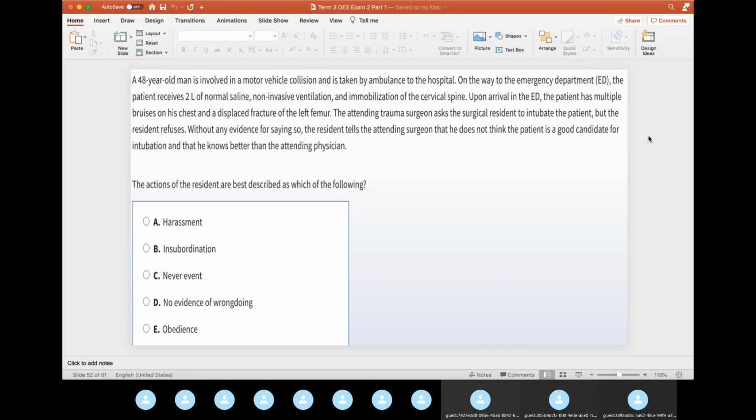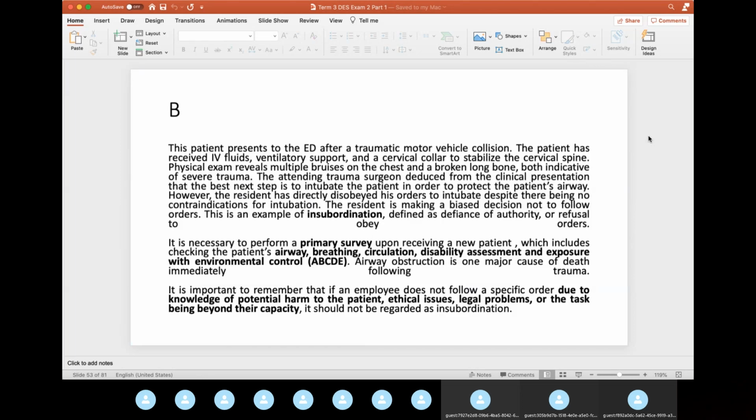Insubordination. Easy. What is this? B. Insubordination, of course. So the resident is making a biased decision not to follow orders. This is an example of insubordination, defined as defiance of authority or refusal to obey orders.